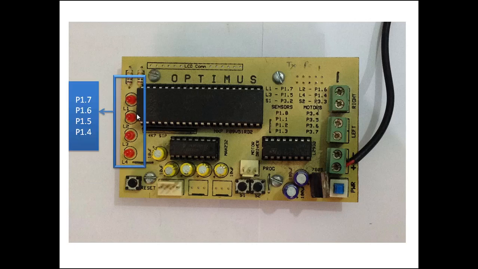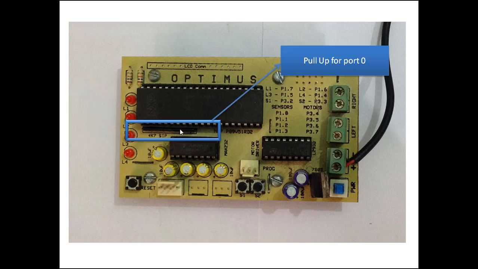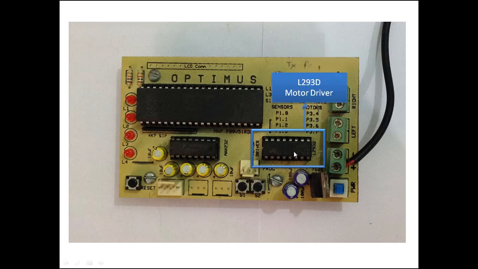On this board I have only 4 LEDs connected to the port 1.4 to port 1.7 pins. Port 0 is connected externally to pull-up resistors. Here is the L293D motor driver IC. If you want to drive motors from the microcontroller, you need to use this motor driver IC.